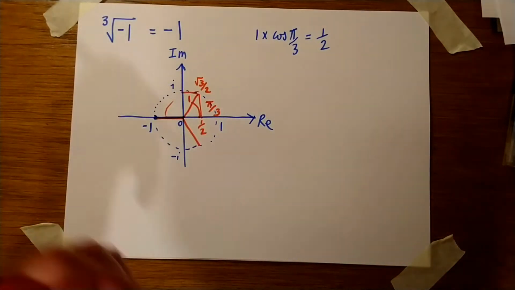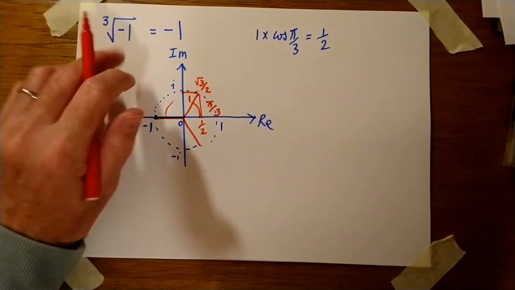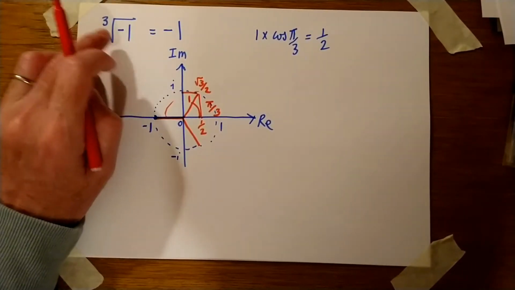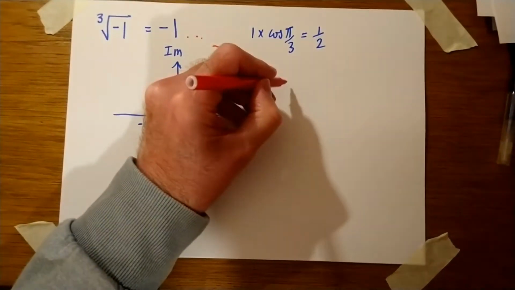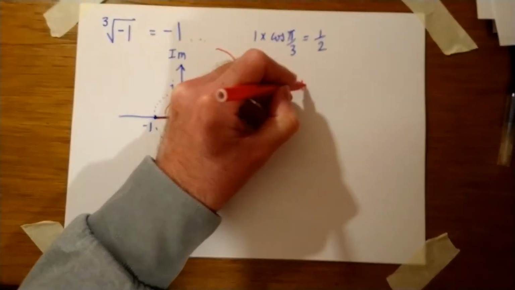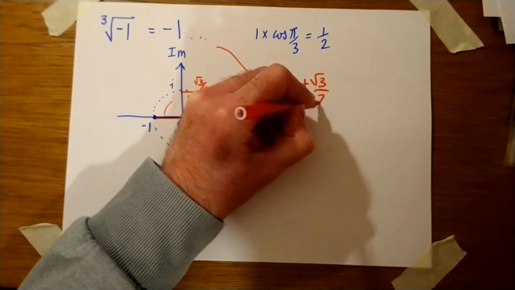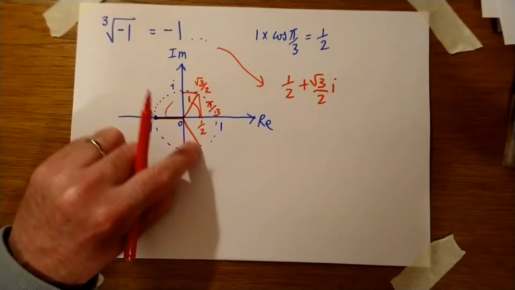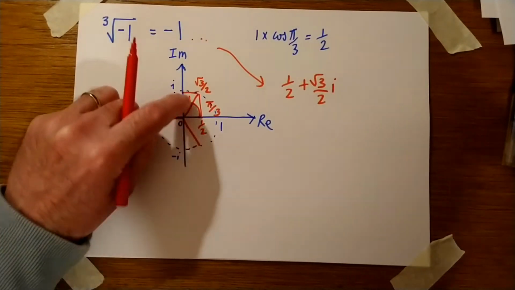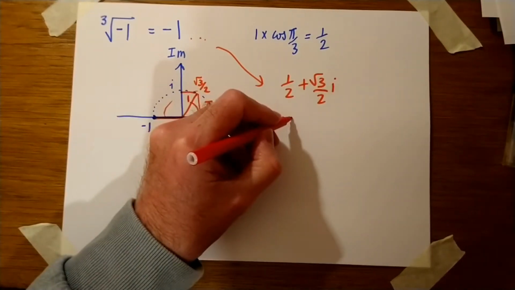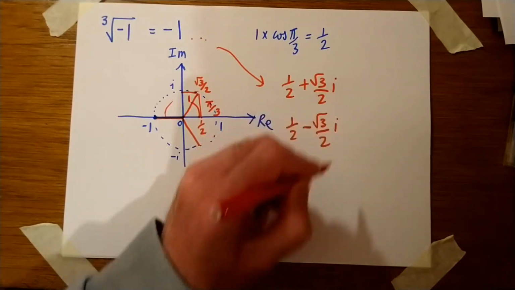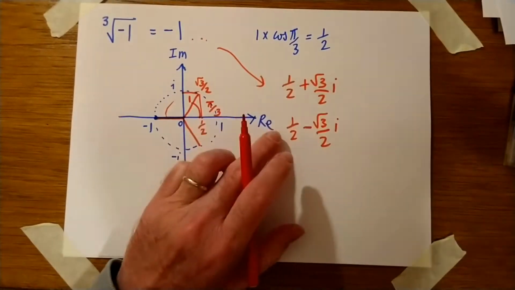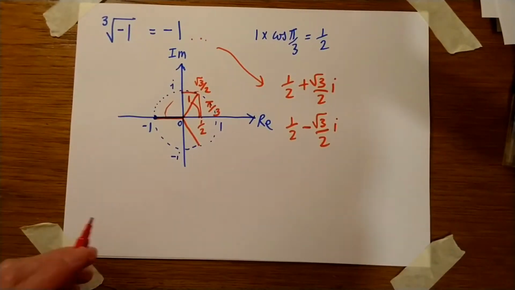So long story short, one of the other possible solutions to this problem, the cube root of -1, is 1/2 plus √3/2 i. And the other solution here is the complex conjugate of this one, so we could have 1/2 minus √3/2 i. Okay, so let's check these actually work. I'm just going to do one of them for the video.